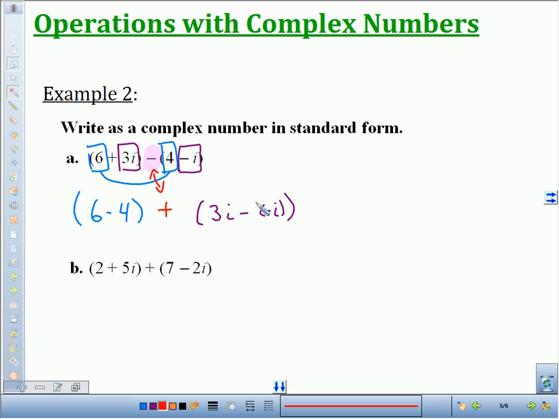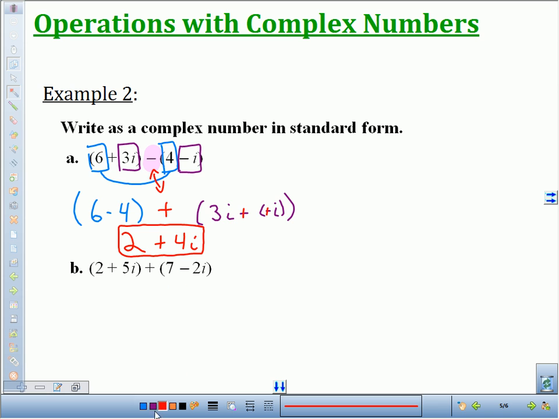Now, let's subtract the real parts and the imaginary parts on their own. So I have 6 minus 4, that's the real part, and that's 2. Have that plus sign. I have 3 minus negative i, well that's the same thing as 3 plus i. The imaginary part on its own is 4i. So when I combine them, just like combining like terms really, I end up with 2 plus 4i.